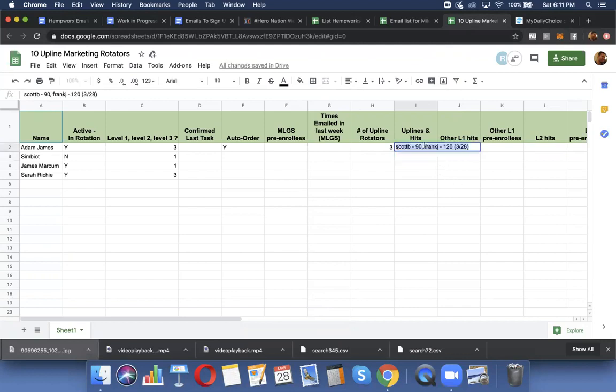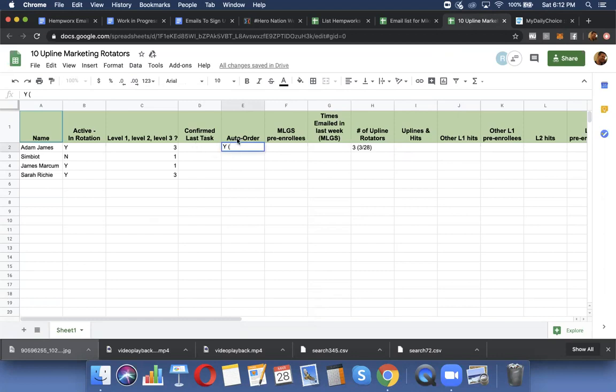And so you might have up to 10 different upline rotators listed here with the number of hits that you got, so that we can keep track of that. And by the way, always put the date. I didn't mention this. Always put the date after you update this. So if you just updated that you're in 3 different upline rotators, you'd put parentheses 328 for the last time that you updated that, okay? I would do that with all of them, even auto order, so you see the last time you checked.